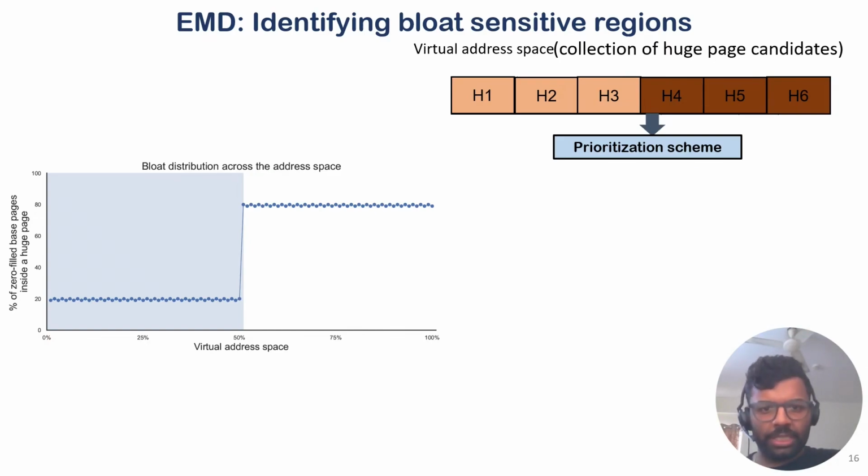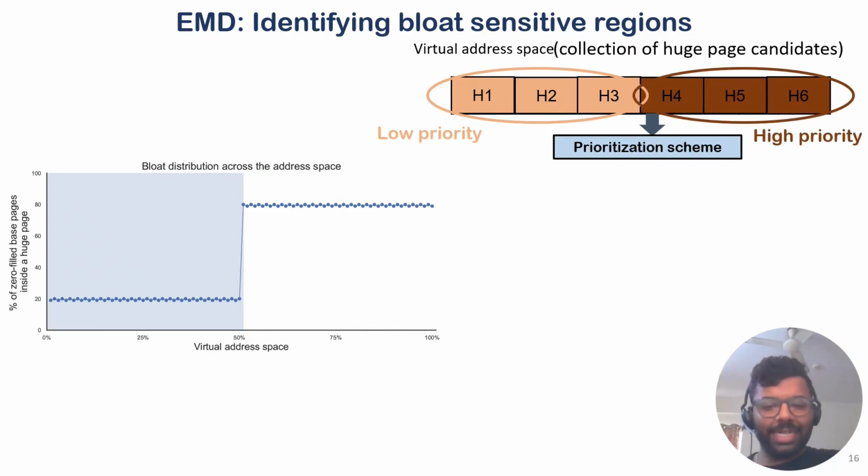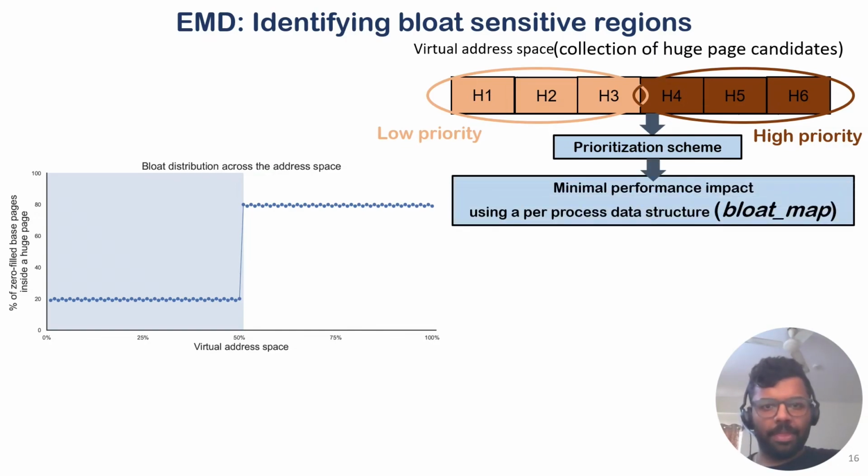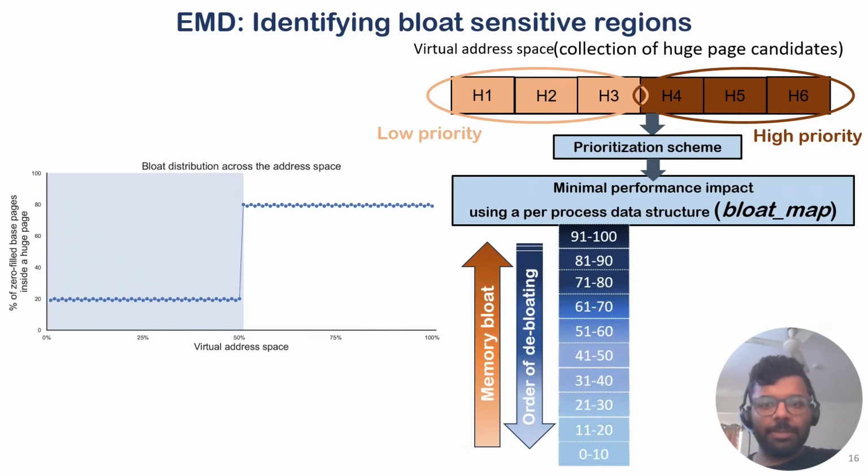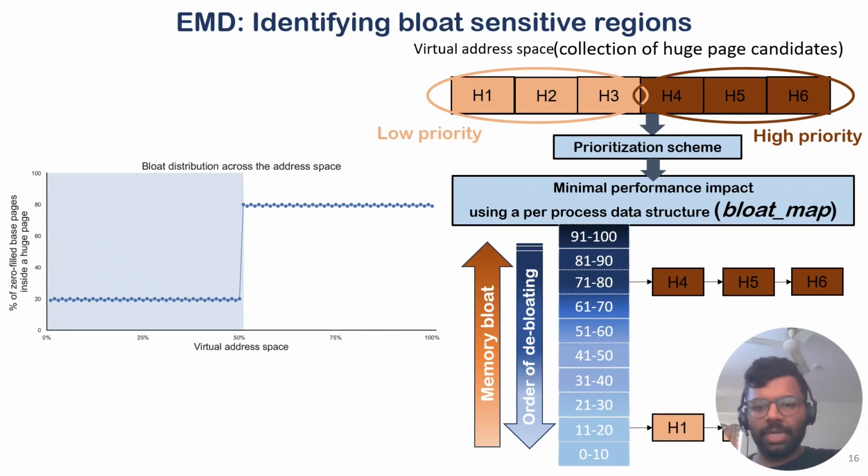In this setup, H1 to H3, the first half of the address space, have low memory bloat, thus low priority, while H4 to H6, the second half, have high memory bloat, thus high priority. We use a data structure called the bloat map, which is an array of 10 buckets. Each bucket represents a different priority value and contains huge page regions with the same priority. So H4, H5 and H6 are placed in high priority buckets, while H1, H2 and H3 go into low priority buckets. As a result, EMD debloats the second half of the address space first before moving on to the first half.